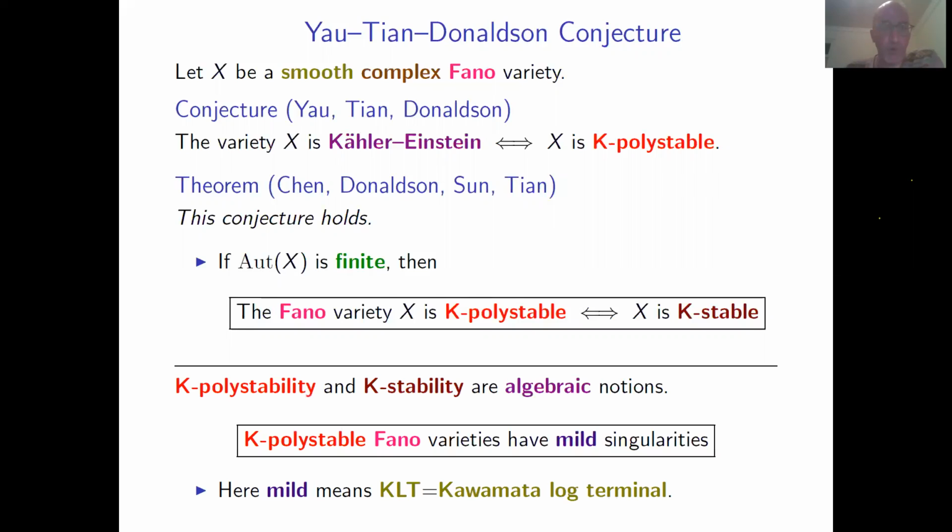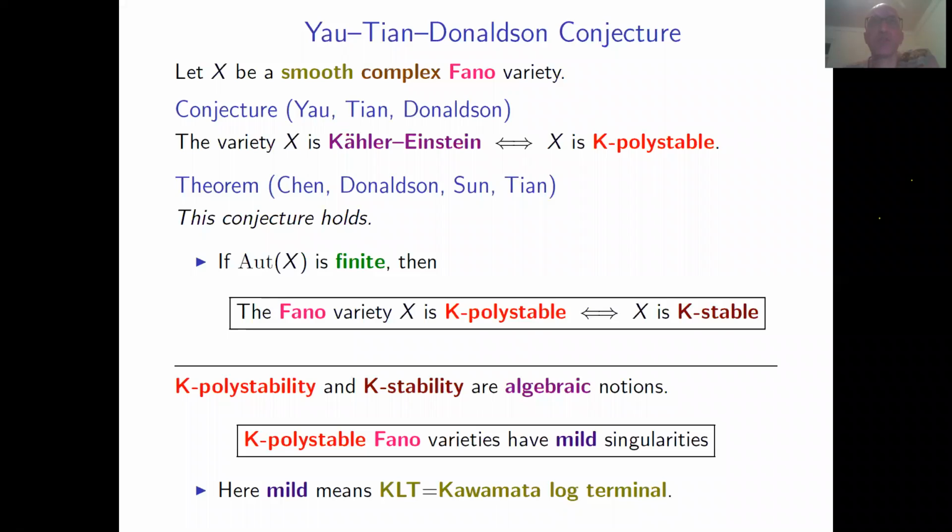Yeah. So both conditions are purely algebraic, and in particular, being K-polystable implies that Fano varieties must have mild singularities. Since they're algebraic, they make sense for arbitrary Fano varieties. You can state them for Fano varieties with any singularities, not necessarily smooth. But being K-polystable implies that singularities must be mild. In particular, it means that it should have what is now called Kawamata log terminal singularities. If you don't know what it is, it's okay.